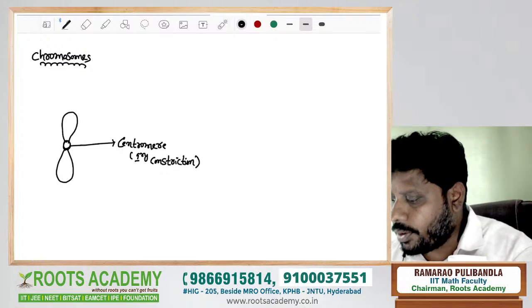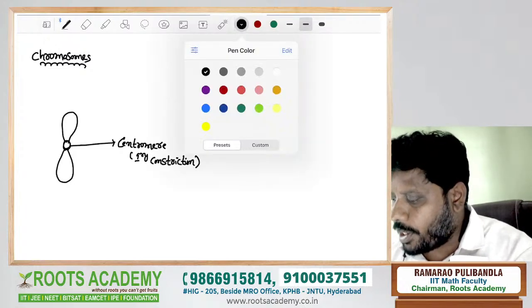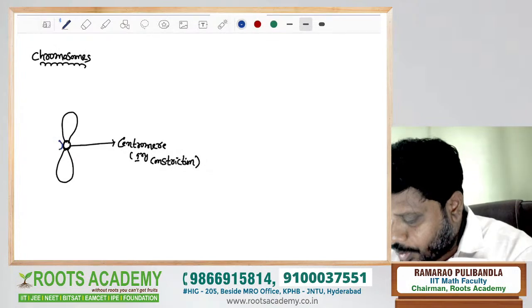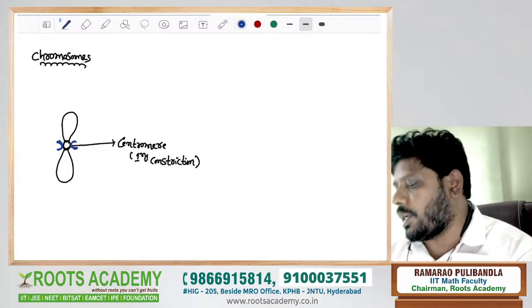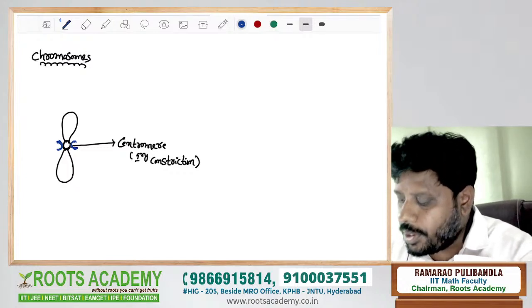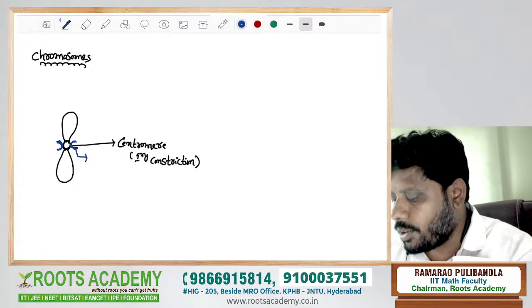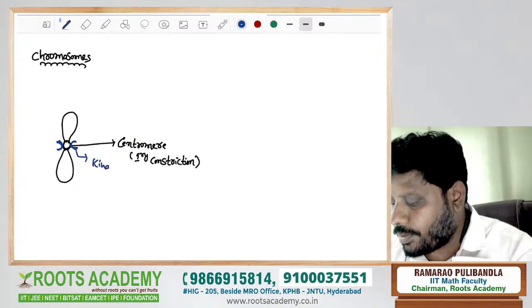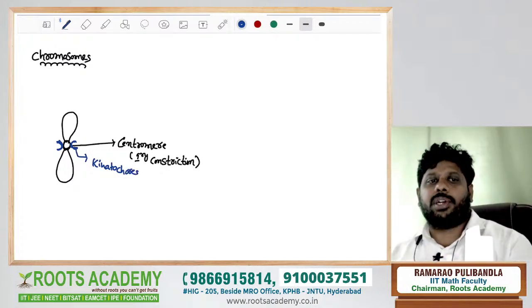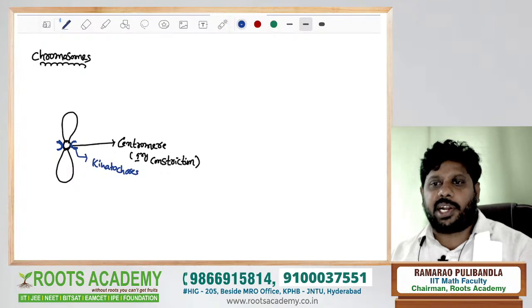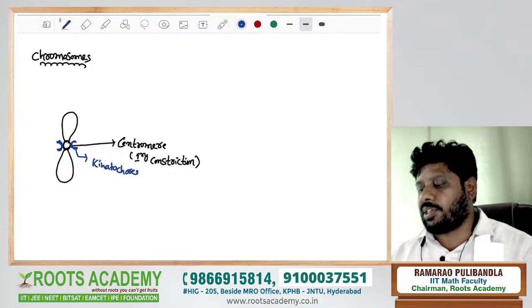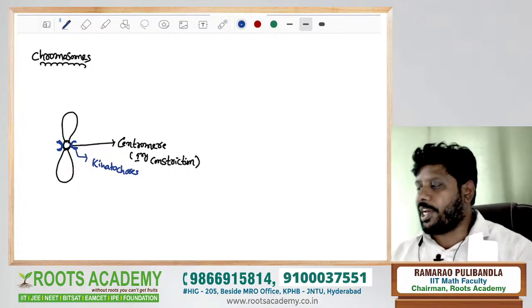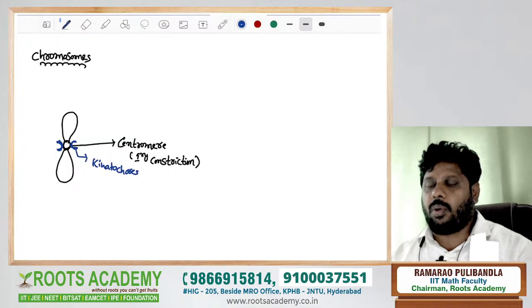And see, on both sides of the centromere, disc-like structures are present. These disc-like structures are called kinetochores. How many kinetochores are present? 2 kinetochores. How many centromeres?